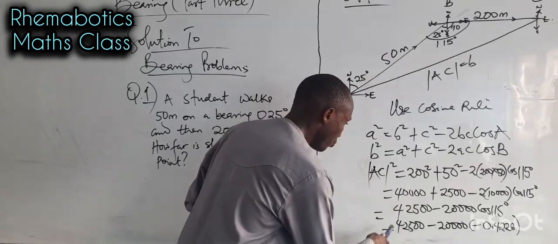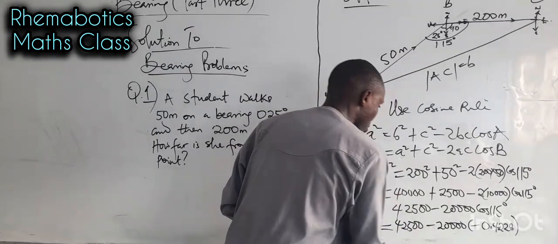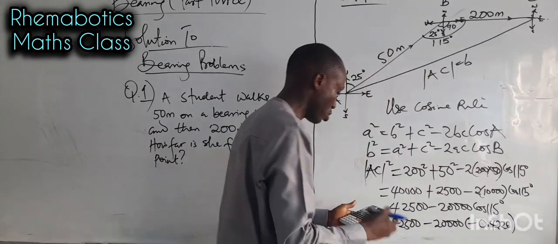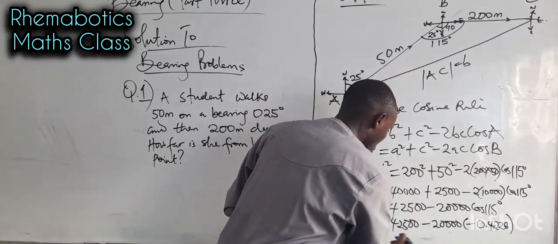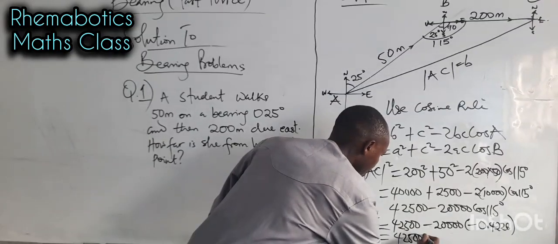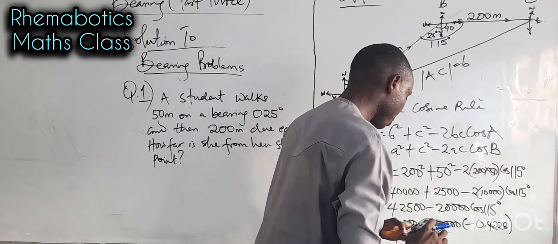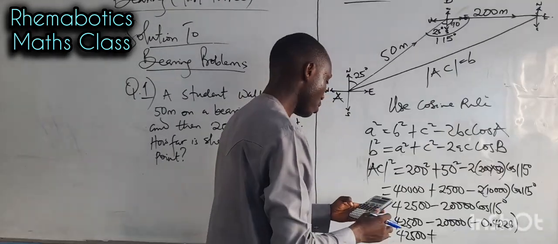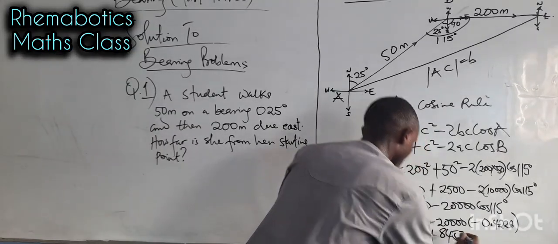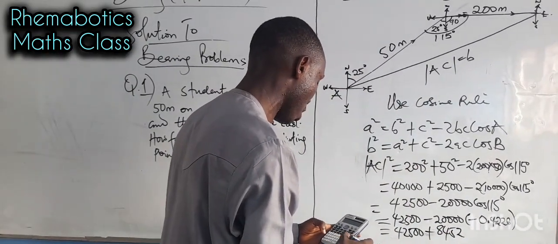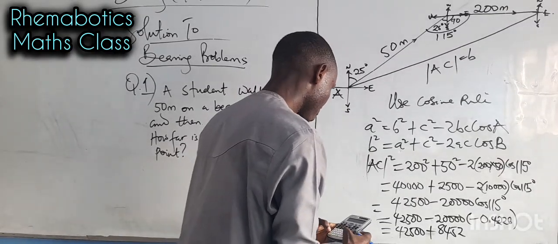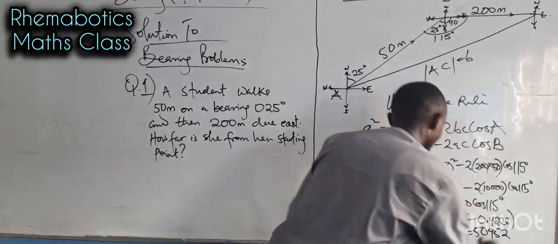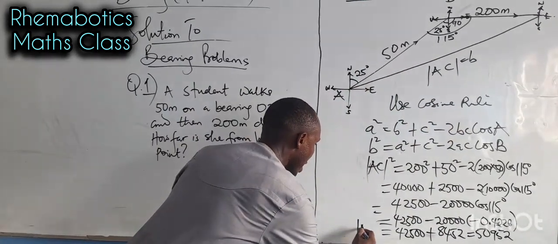Okay, so we have 42,500 minus 20,000 times minus 0.4226. So minus and minus will give us plus. So 20,000 times 0.4226 will give us 8,452. So we're going to add it to the 42,500, and that will give us 50,952. So that's not the answer, because that's just AC squared.